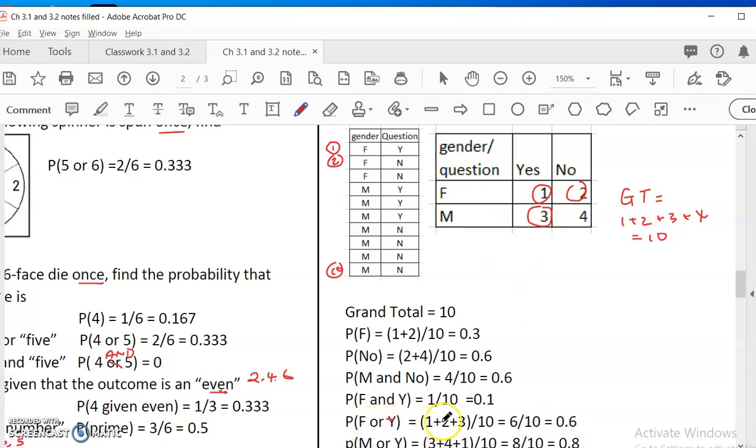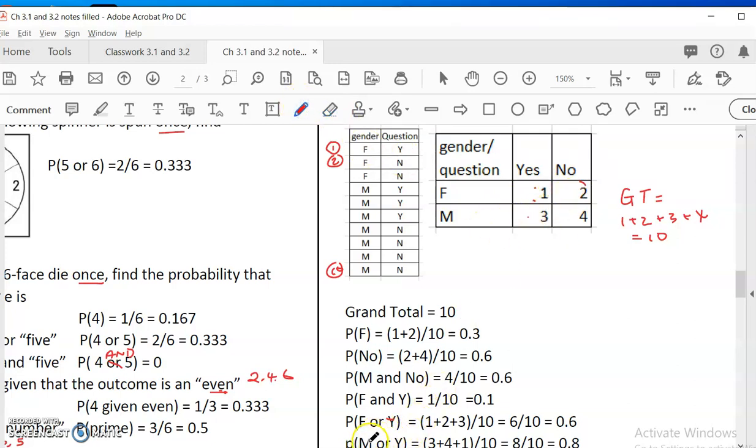So it is 1 plus 2 plus 3, because they satisfy this requirement. Or means they are both, or just female, or just yes. Right? Or means a lot. Okay, so I'm going to erase it so we don't get confused. Move on to the next one.